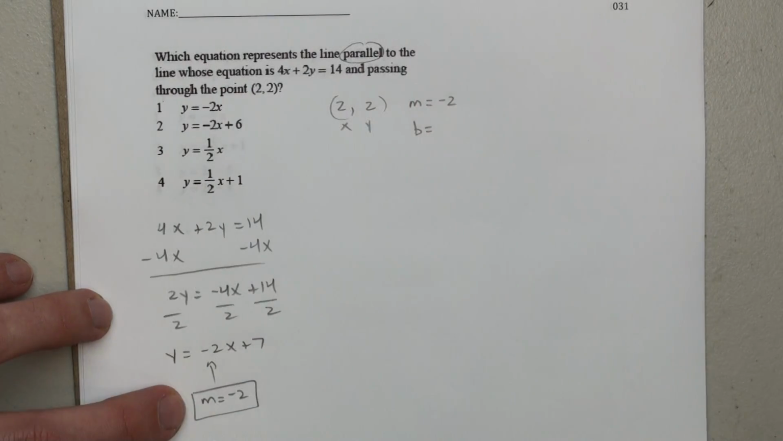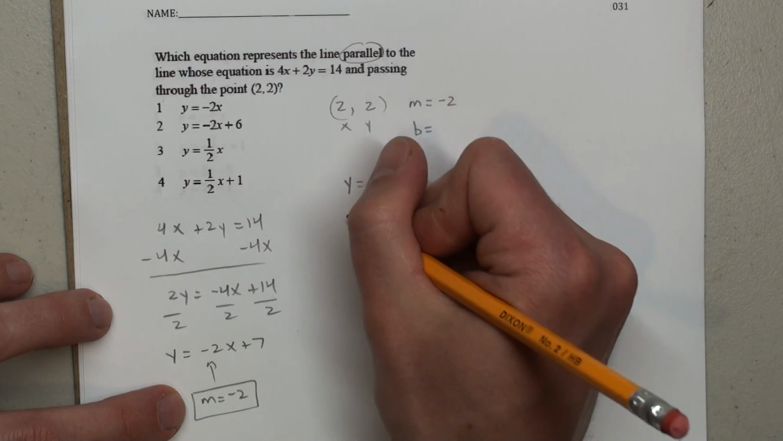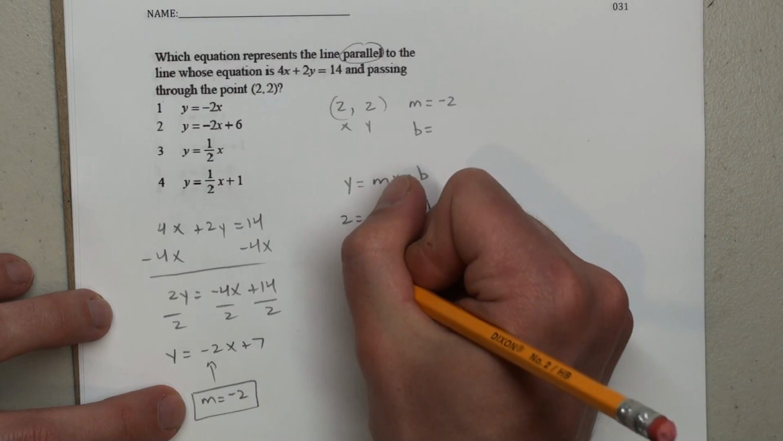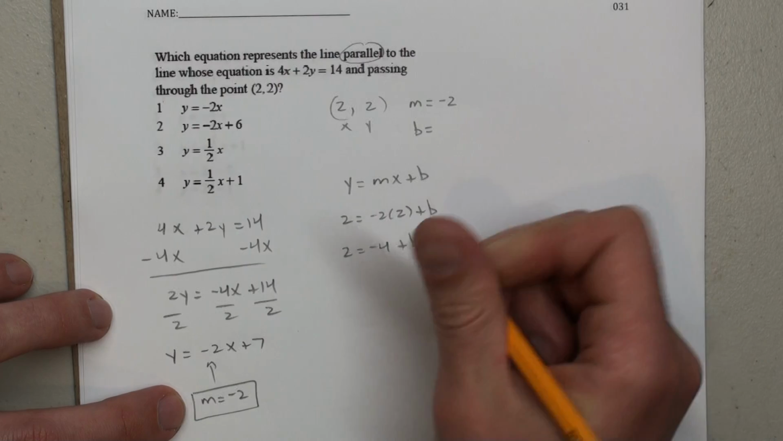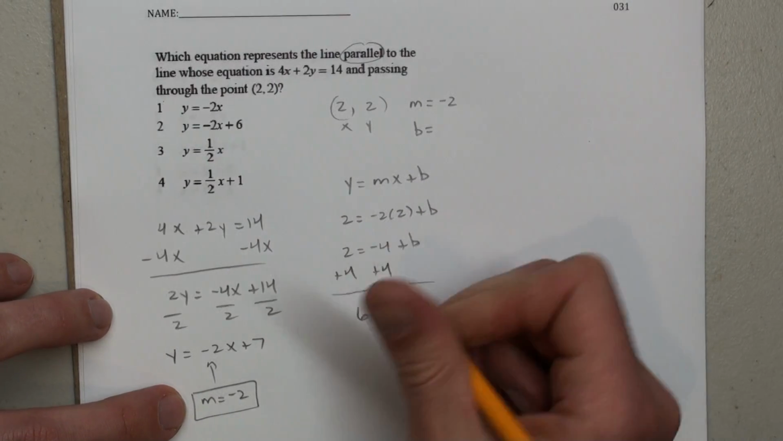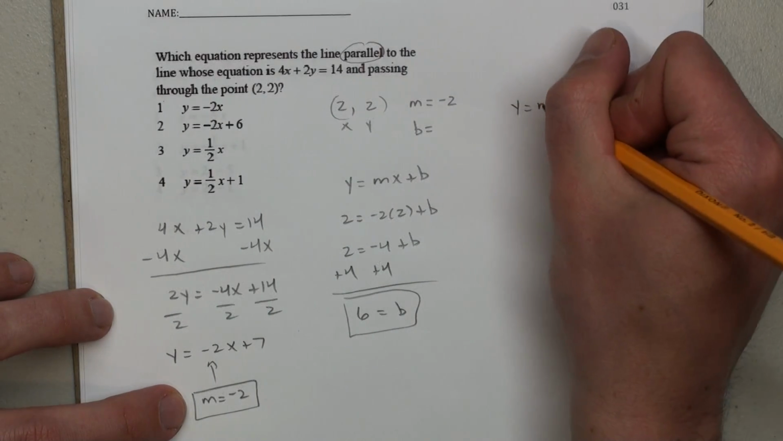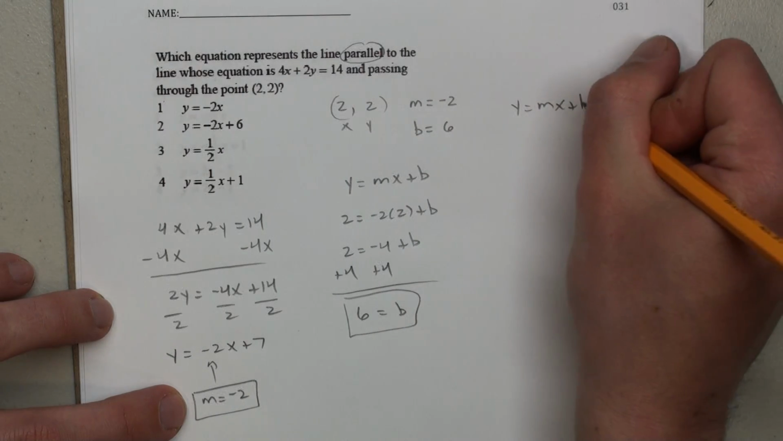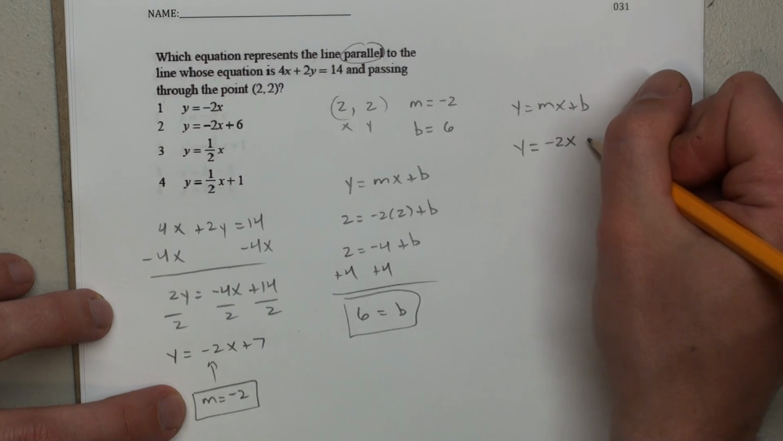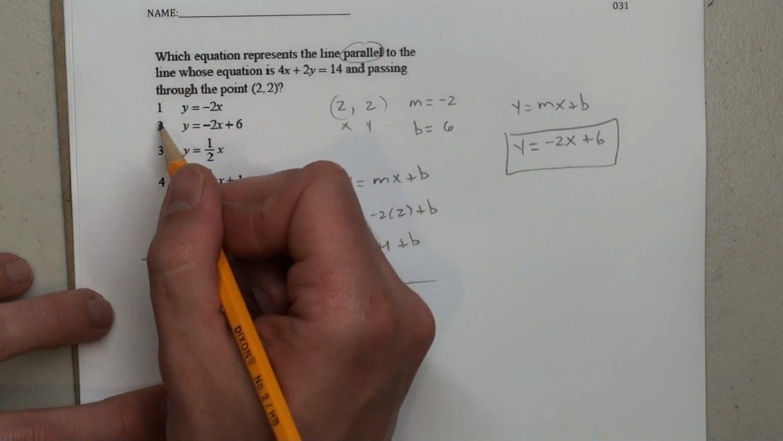What I'm trying to find is b first. Then I can write the equation. So 2 equals negative 2 times 2 plus b. 2 equals negative 4 plus b. Add 4. B equals 6. Y equals mx plus b. Y equals negative 2x plus 6. Choice 2.